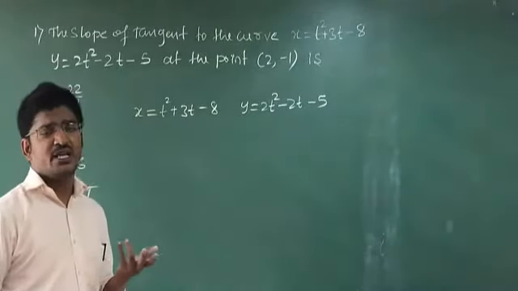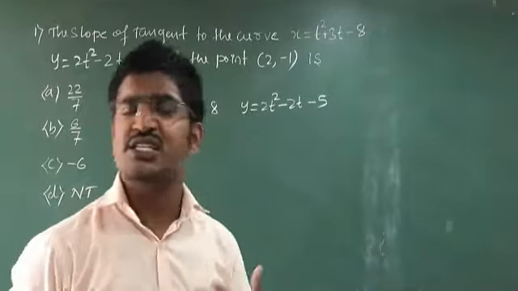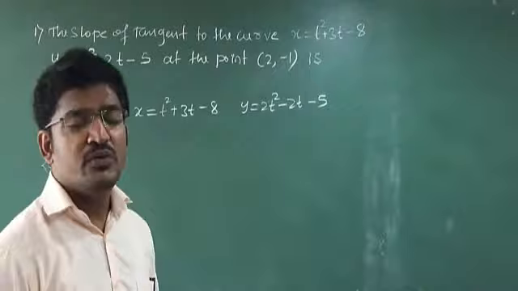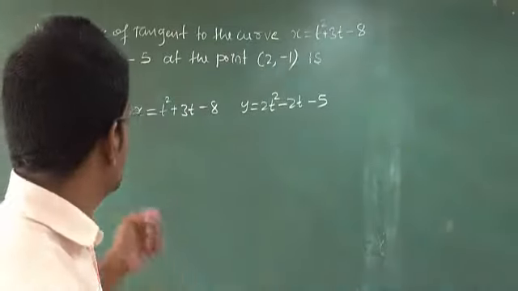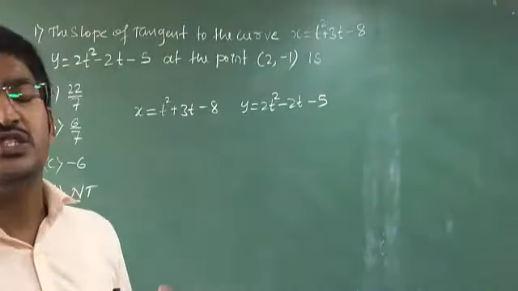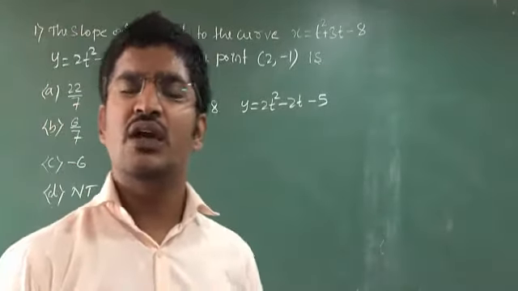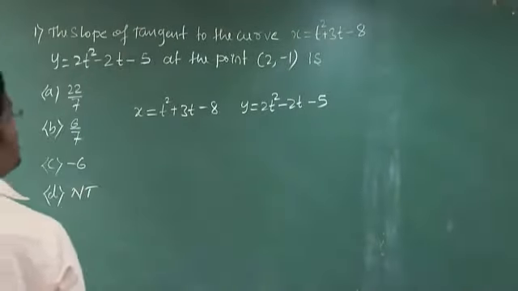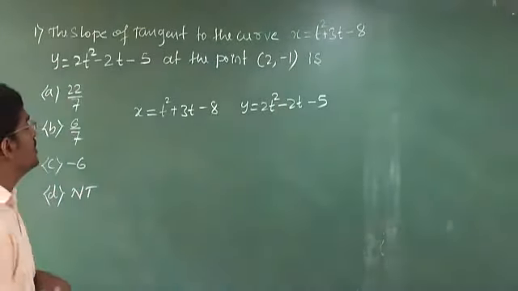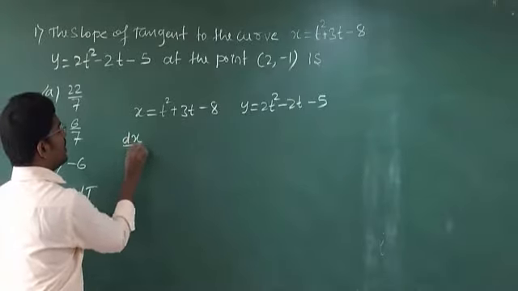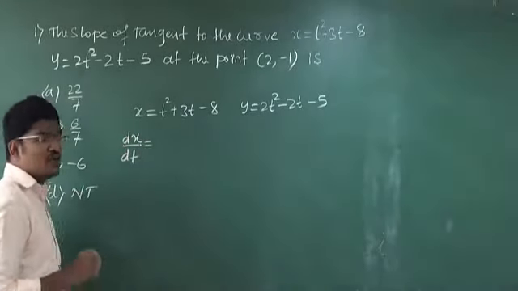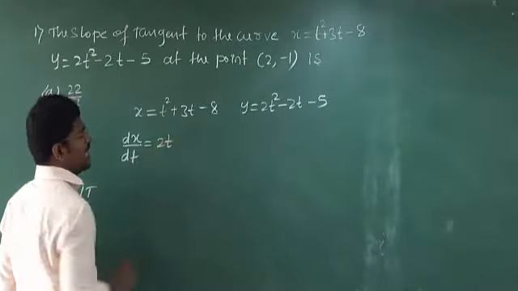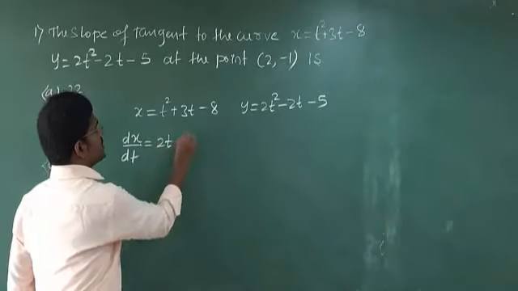For this we need dy by dx, that is obvious. Slope of tangent is dy by dx. But it is in the parametric form. So for that reason, we should first calculate dx by dt, next we must calculate dy by dt, then we must go for dy by dx. So first, dx by dt equal to the differentiation of t square, which is 2t, plus 3.